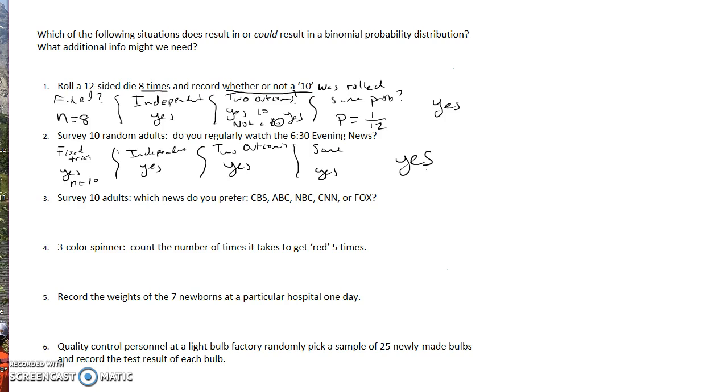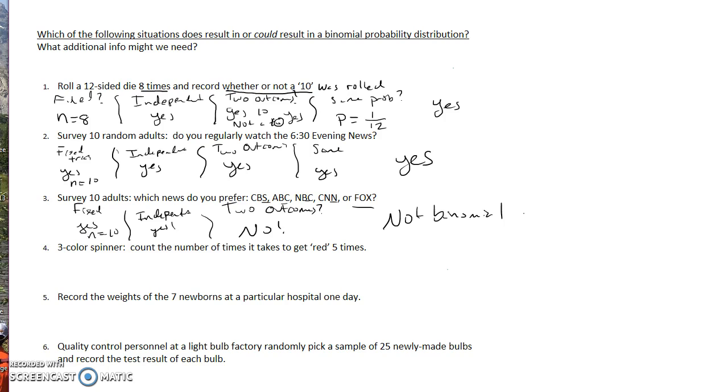All right, the next one says survey 10 adults: which news do you prefer, ABC, CBS, NBC, CNN, or Fox? So for the fixed trials, we're going to say yes. Again, n is 10. The independent, yes. How about the two outcomes? This one's a no, right? There are more than two outcomes. There are 1, 2, 3, 4, 5 different outcomes. So we would say not binomial, or not a binomial probability distribution.